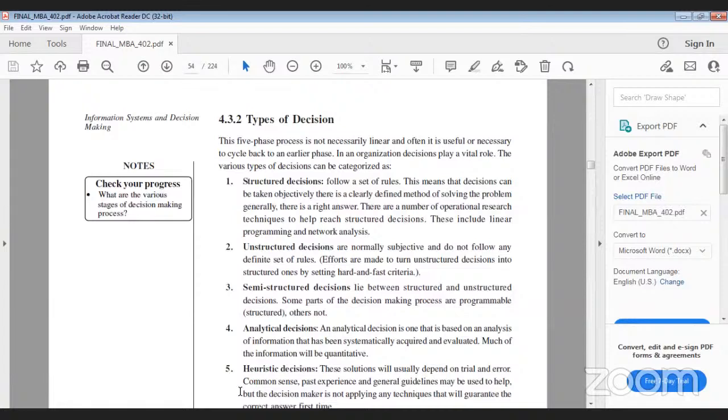The various types of decisions can be categorized as follows. Structured decisions follow a set of rules. This means that decisions can be taken objectively. There is a clearly defined method for solving the problem. Generally, there is a right answer. There are a number of operations research techniques to help structure decisions. This includes linear programming and network analysis.